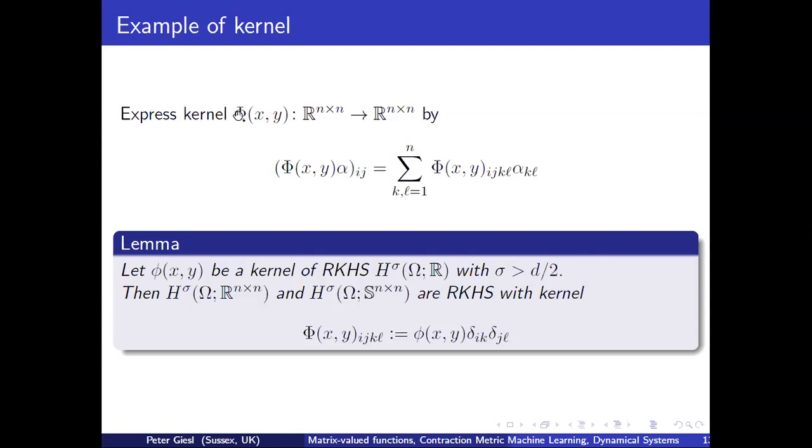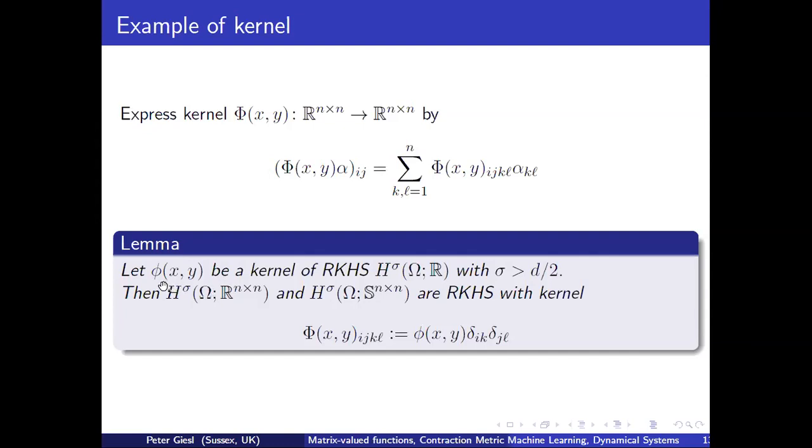A kernel, so Phi of x, y, is a map from matrices to matrices. So we apply Phi to a matrix alpha, and that again is a matrix with coefficients i, j. We can express this by fixing Phi(x, y) with indices i, j, k, l, where i, j, k, l go from 1 to n. So it's a tensor here.